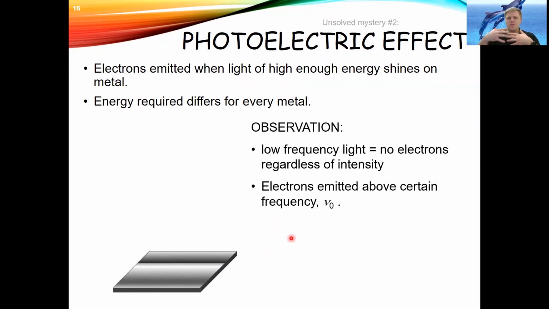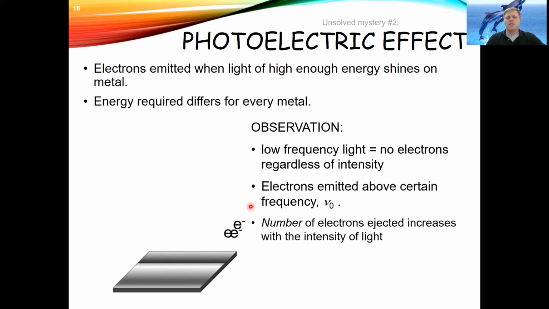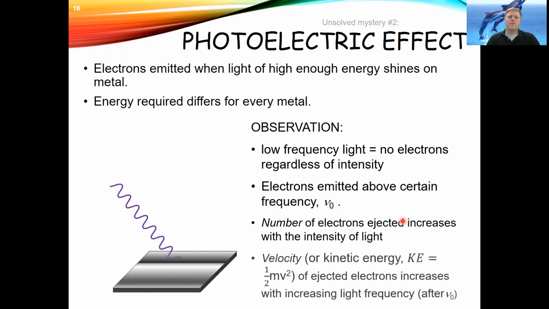Now you can see that as we're increasing energy, we're popping electrons off, right? We're increasing the frequency. But the number of electrons didn't seem to depend on the frequency at all. The number of electrons ejected increased with the intensity of light. So if you have 3 photons, you get 3 electrons. If you have 1 photon, you get 1 electron. And then the velocity of the electron coming off, or in other words, the kinetic energy of that electron, increased with increasing frequency, as long as you're past that minimum frequency for electrons to pop off the metal.